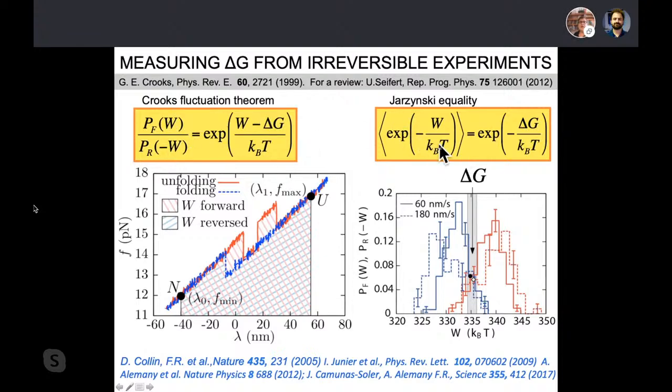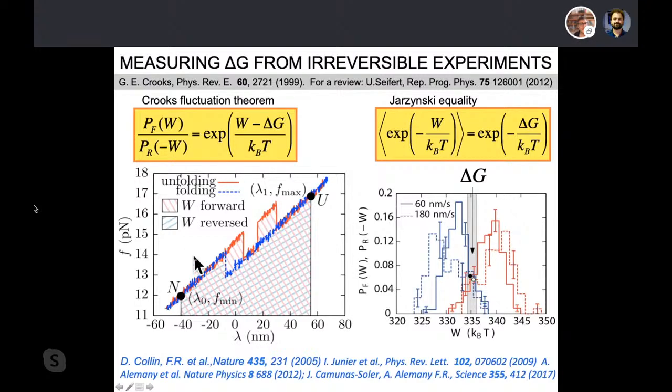This immediately gives you the Jarzynski equality, because you can switch this exponential to the left-hand side, integrate over all the work values, and you get this Jarzynski equality expression. Now you see here, to experiment on a molecule that is pulled, it's very important that you realize that this is the force as a function of the trap position, lambda. Because this is the way we measure the work.